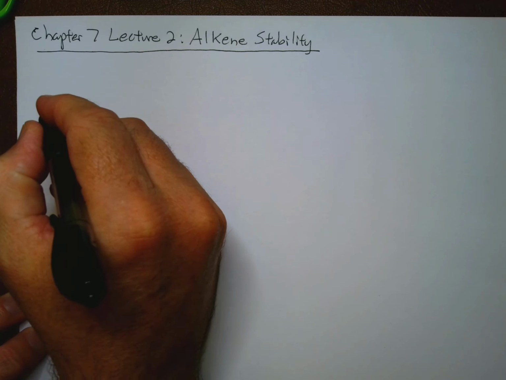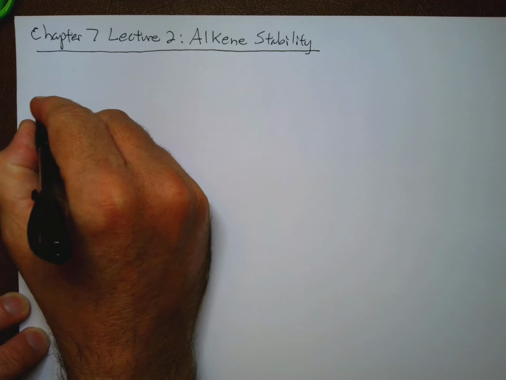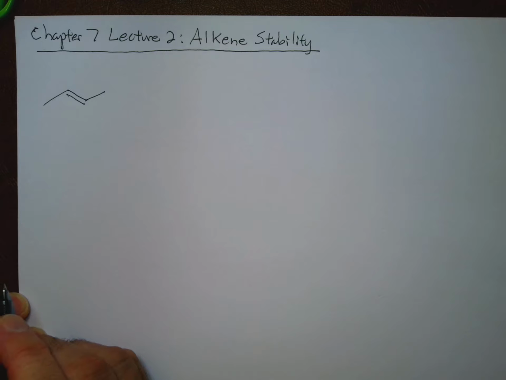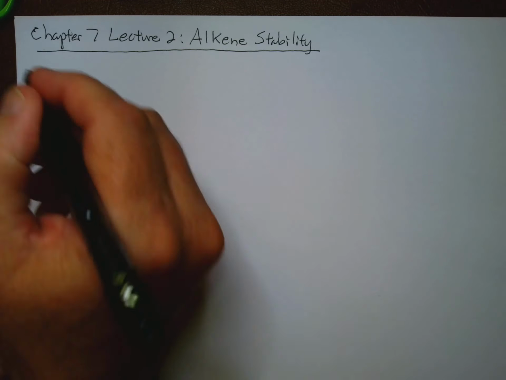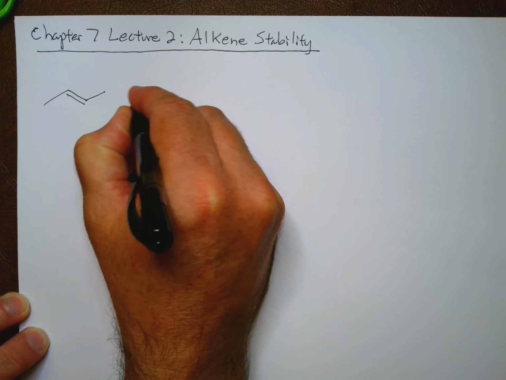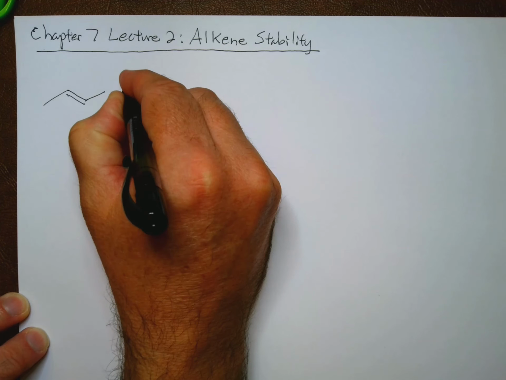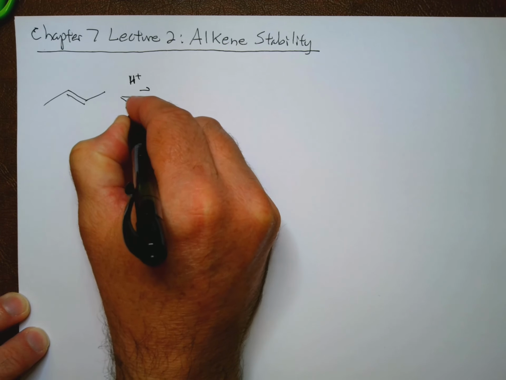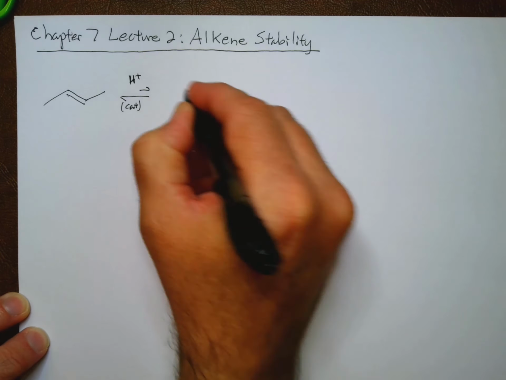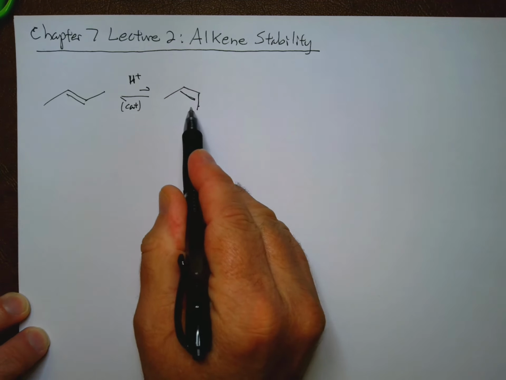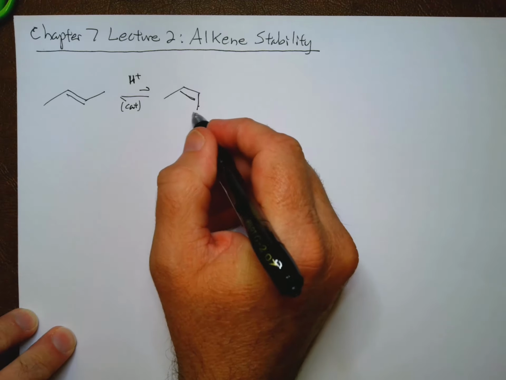Let's just take as an example the following reaction. We could have a trans alkene, trans 2-butene, and in the presence of an acid catalyst, H plus, I'll just write cat there for catalyst, we can get an isomerization reaction and end up with the cis butene.